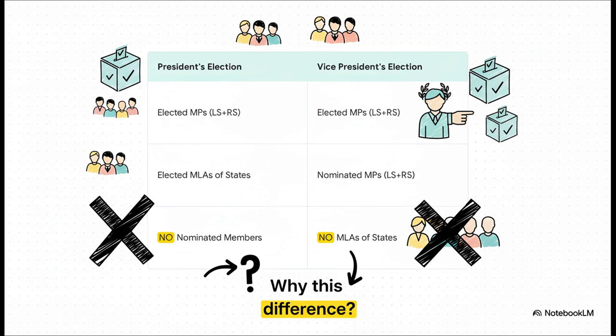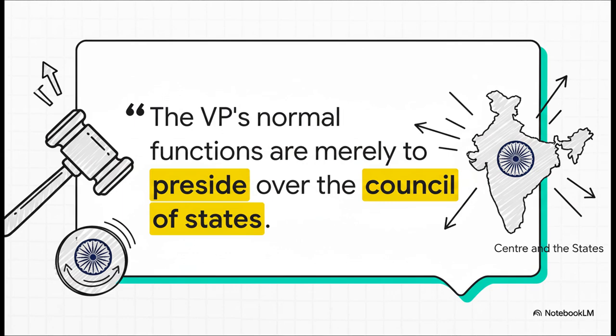So why? What's the logic behind that? Well, the reasoning comes straight from the man himself, Dr. Ambedkar. He basically said, look, the president is the head of the entire country, center and states, so it makes sense for the states to have a voice. The vice president, on the other hand, what's their main day-to-day job? It's to be the chairperson of the Rajya Sabha. It's a central government function. So, since their job doesn't really touch state administration, it wasn't seen as necessary for the states to be involved in their election.